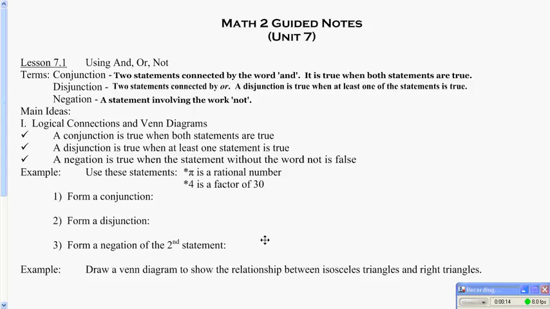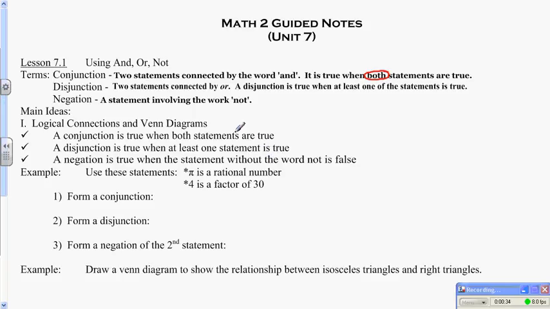A conjunction is when two statements are connected by the word and. The key to remember is that a conjunction is true when both statements are true. Very important to understand that the word and represents both. You must have both statements true for a conjunction to be true.